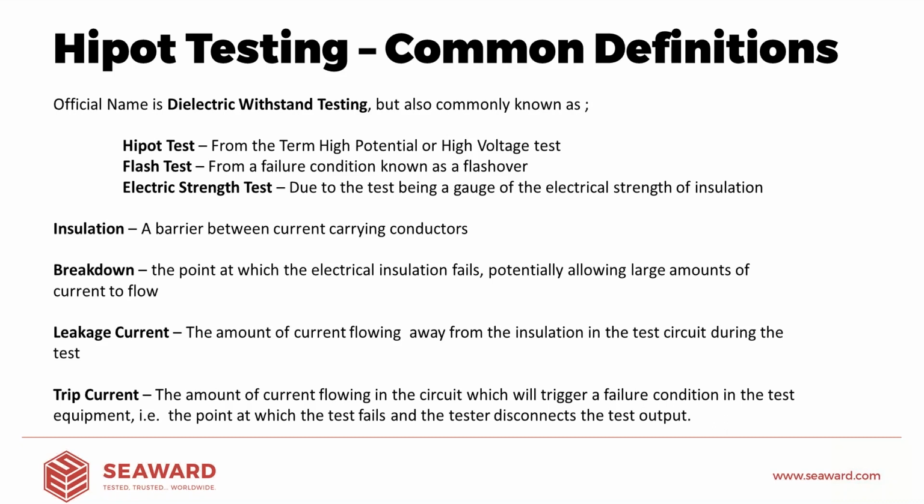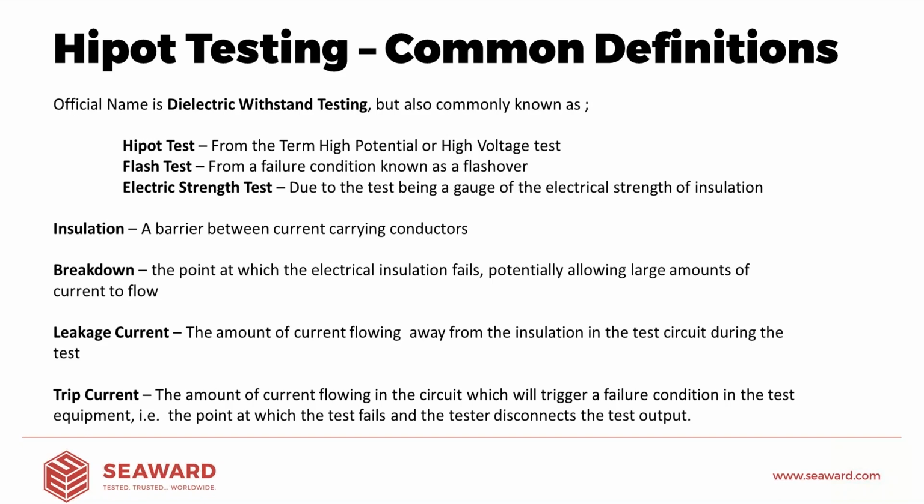Breakdown. Well, breakdown is effectively the point at which the insulation fails. It's the point at which a large amount of current is allowed to flow from one point to another. Effectively, it's the point at which the test fails. We also talk about leakage current. Now, that's the amount of current that flows away from the insulation into the return of the test equipment. So that's effectively the units of measure that we use.